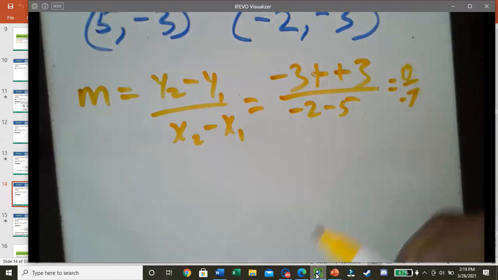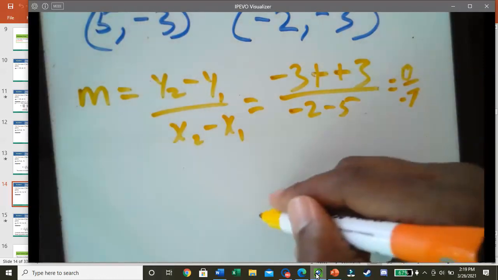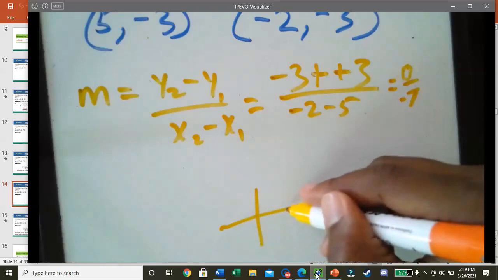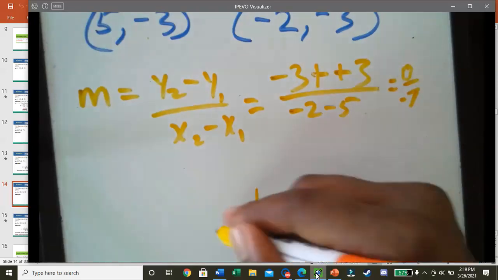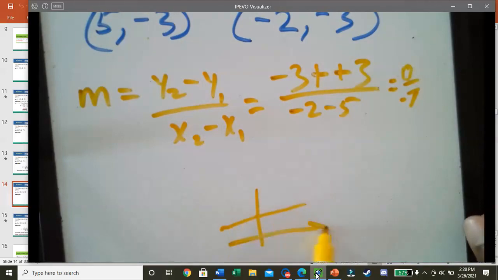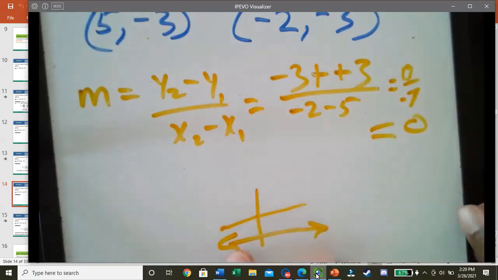Okay, so 0 over negative 7 is undefined? Well, if 0 is in the denominator, it's undefined. But here 0 is in the numerator. If we graph it, it's going to be a horizontal line, right? So the slope is going to be 0. Okay? All right, thank you for presenting that.